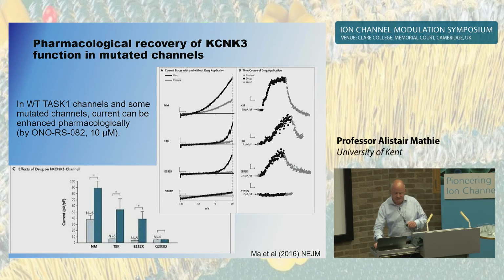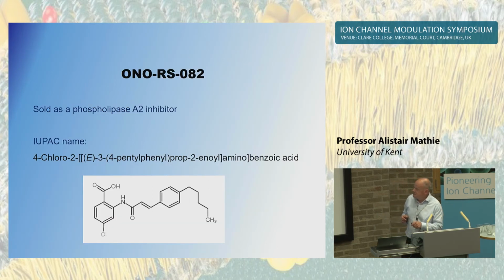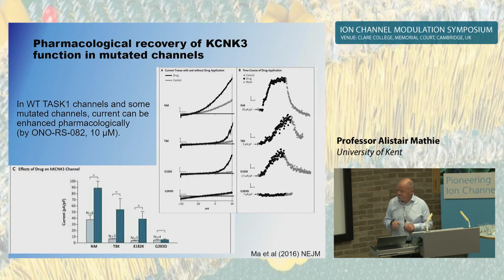I'll come back to this slide, but it's used at the moment as a phospholipase A2 inhibitor. This is its structure, but we believe, although the evidence is not completely compelling, that it is actually acting directly on the TASK-1 channels to cause enhancement. And interestingly, this group found that for at least some of the mutations underlying pulmonary hypertension, they could get recovery of current through these channels by applying this compound. So they could get pharmacological reversal of a mutated channel.